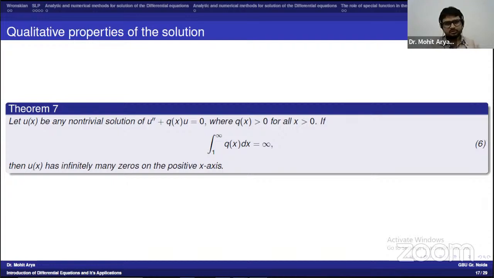Qualitative properties of the solution. Next theorem says, let u(x) be any non-trivial solution of u'' + q(x)u = 0. Then for all positive x, if the integral from 1 to infinity of q(x) dx equals infinity, then u(x) has infinitely many zeros on the positive x-axis.